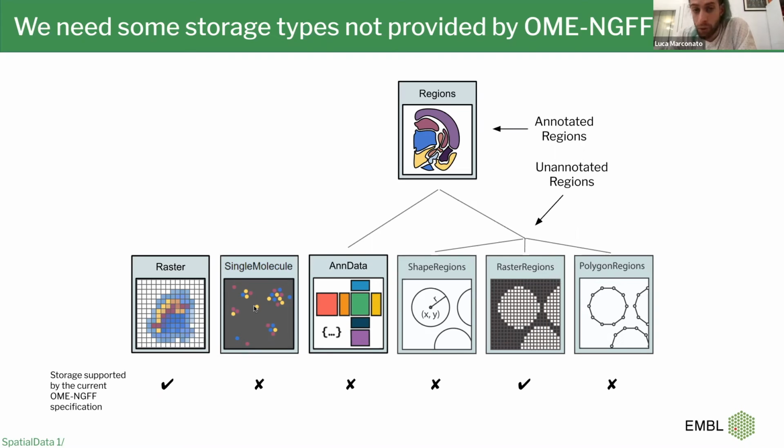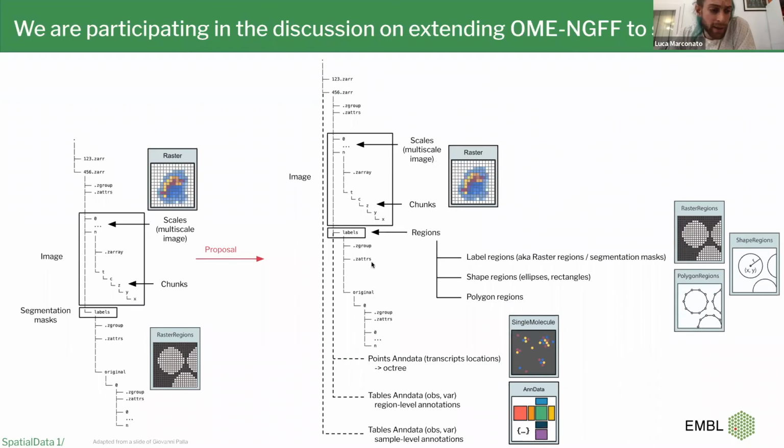The others are not. So what we are doing in the team is proposing, in the repository on GitHub, some new specifications and discussing them to be able to encompass this. So this is at a glance what the new representation will look like. The one on the left is the already present one with raster support and raster regions support. And the one on the right, instead of labels, is introducing this concept of regions. So these regions can be defined as labels, segmentation masks, but also as geometrical descriptions, so with center and radius, or polygons.